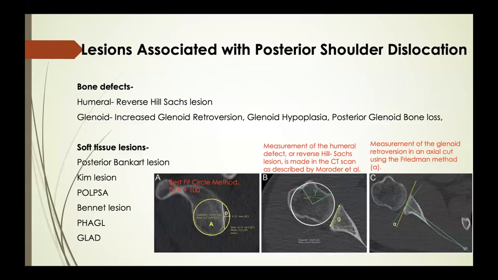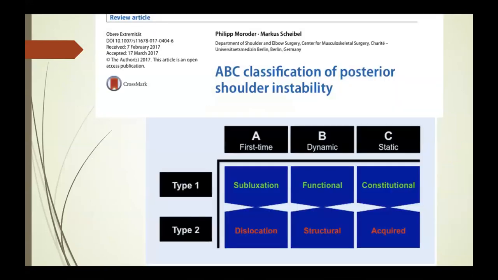Then third will be the measurement of glenoid retroversion. In this, the axial cut of the CT is taken. Using Friedman's method, we should measure the glenoid version. Then coming to soft tissue lesions, like posterior Bankart lesion, Kim lesion, posterior Bennett lesion, and GLAD lesions.